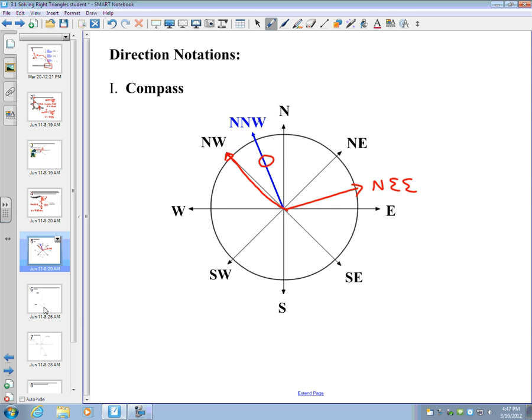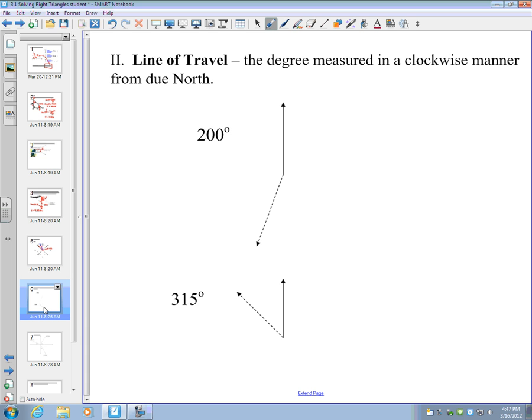Next up, line of travel. So if in a problem they say line of travel, it's the degree measured in a clockwise manner, and clockwise goes this way. So if they said they have a line of travel of 200 degrees, you start from due north, and then you go 200 degrees clockwise. Similarly, 315 degrees would be clockwise from due north.